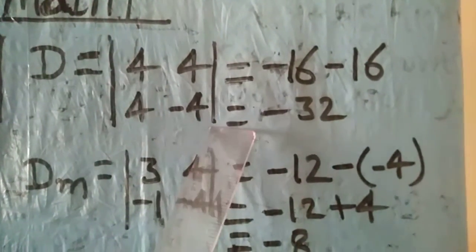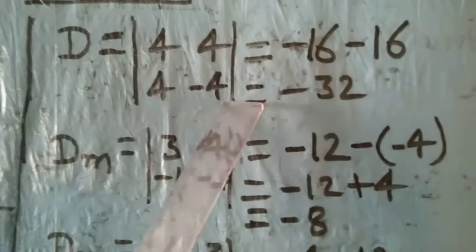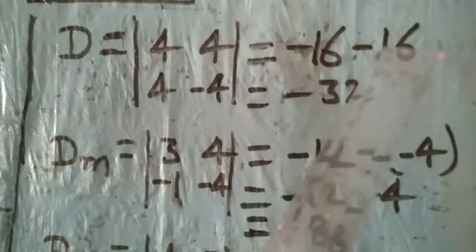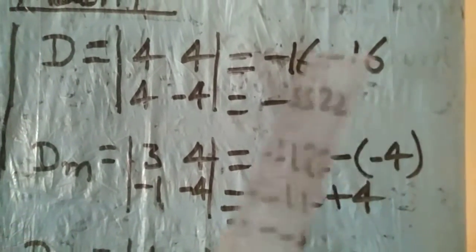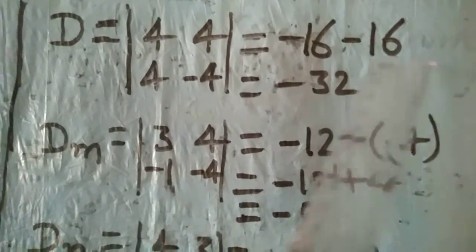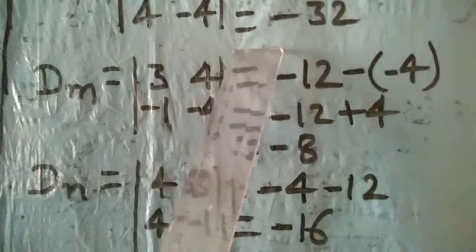By those two columns we get determinant D. After solving the determinant, we have to make cross multiplication with subtraction. 4 multiplied by minus 4 is minus 16, minus 4 multiplied by 4 is again 16. So minus 16 minus 16 will be minus 32. So this is determinant D.